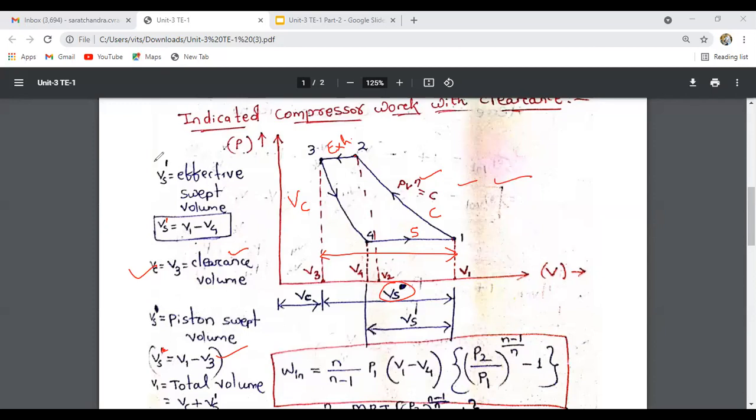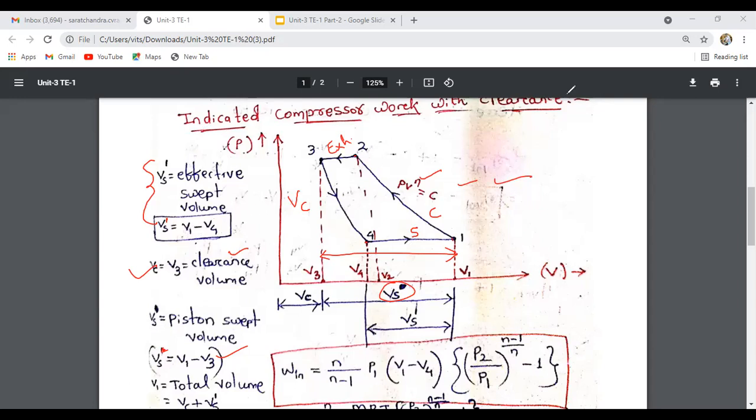And what is the effective swept volume? Effective swept volume means the volume traveled by the piston during the suction stroke. Which one is the suction stroke? From point 4 to point 1. So how do we get this volume? The total volume is V1. If from the total volume I subtract V4, which is from the start to this point, I get this much volume. So that is why the effective swept volume is V1 minus V4.